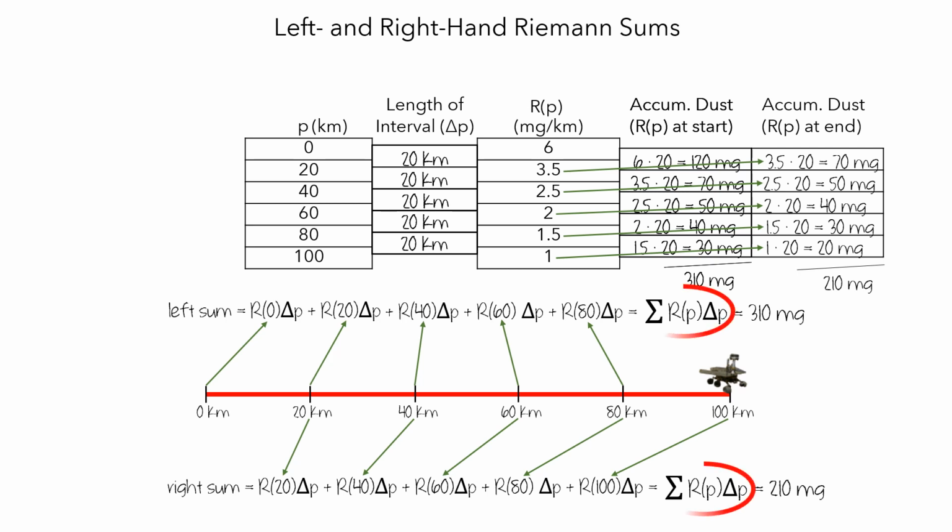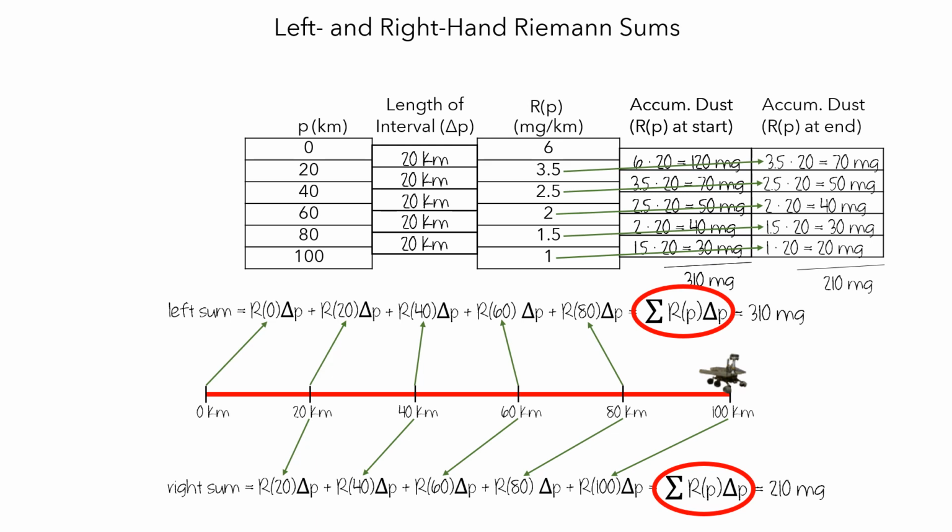Now, this seems a little odd. If you look at these two sums, they use exactly the same notation. However, in the first case, you'd get 310 milligrams, and you'd get 210 milligrams in the second case. If you just saw this notation, how do you know which number is correct? Clearly, our current notation for Riemann sums isn't sufficient to distinguish between the right and left-hand sums, so we need some notation that will help us figure out what's going on.